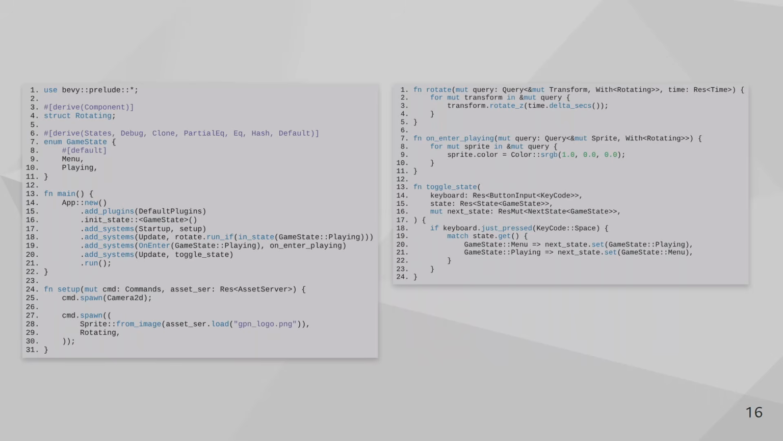So we can talk about a little bit more here. We have this toggle state, which does run on every frame. What does it do? We have our keyboard resource, our state itself, our next state, which we're accessing mutable because we might be changing it, and we are going to process it here. So keyboard, just pressed, key code space. We're going to match the state. We're using some of that Rust niceness, and we're going to say if we are in menu, we're going to set the next state to playing, and if we're in playing, we're going to go back to menu.